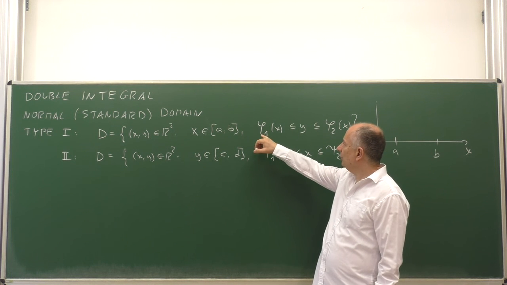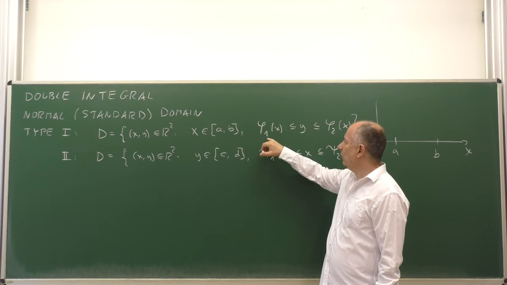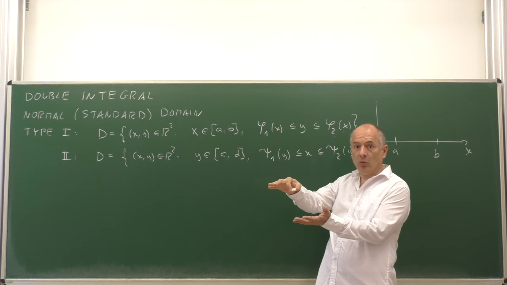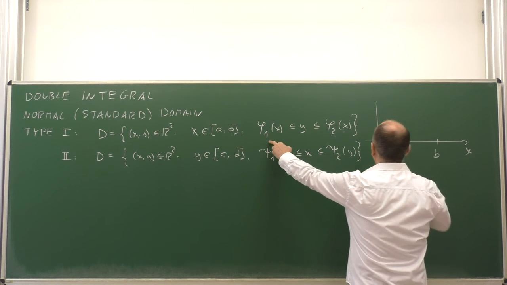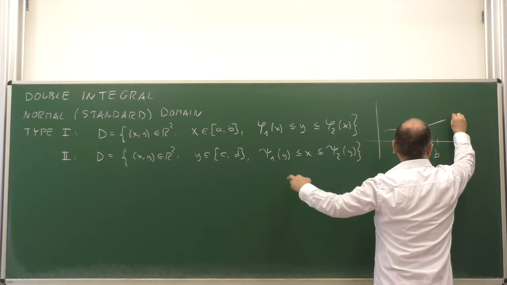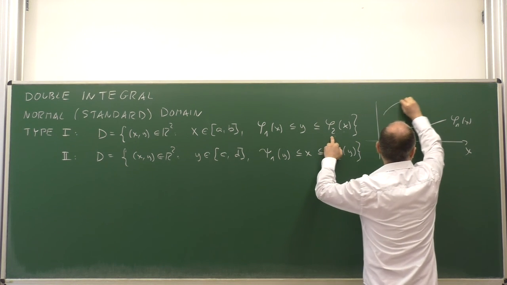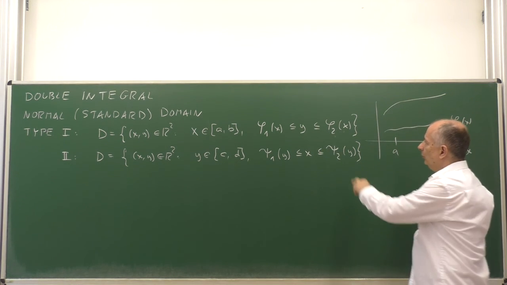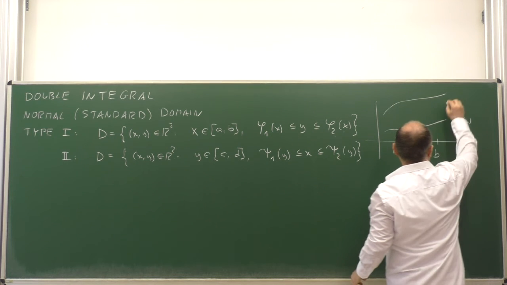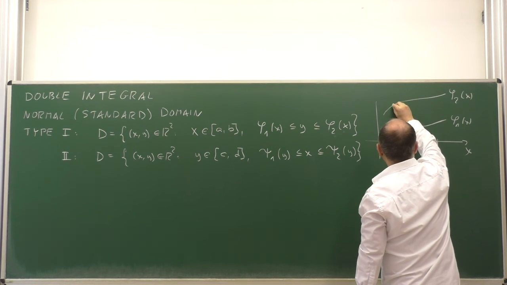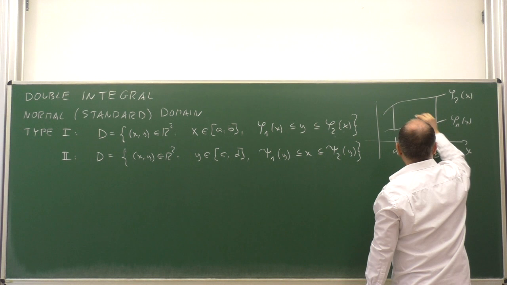and then we have two functions phi1 of x and phi2 of x that bound y. So phi1 is some function, phi2 is another function, it should be not less than phi1, and then the integration domain is this set.